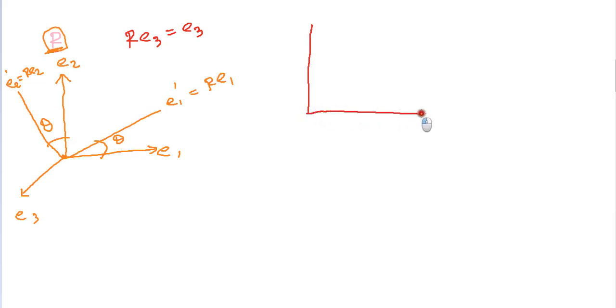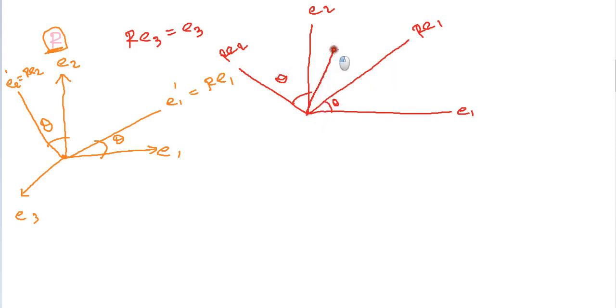Let's draw the current system. Say it is E1, and we have to find this E2, right? We do not draw E3 because it doesn't change. So this is R E1, and this is R E2. We have to find the components of R. This is the amount of theta, and this is the amount of theta. So we draw another line here, for example.